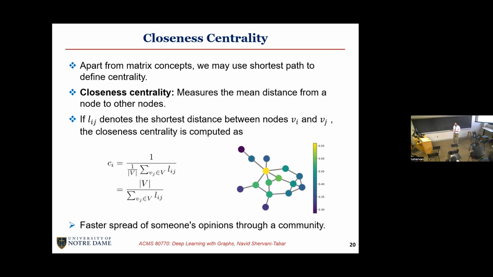You can think about it as if you have a member in a friendship group that has the shortest distances to everyone in that group. His ideas, for example, will propagate faster among that group of friends.